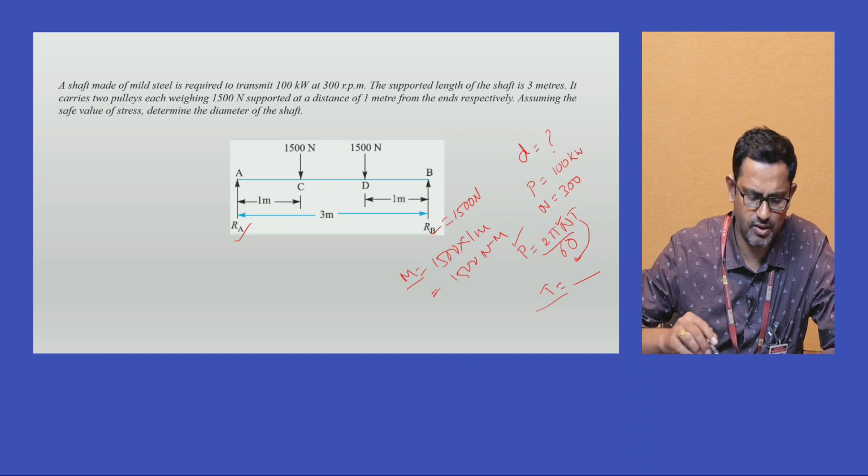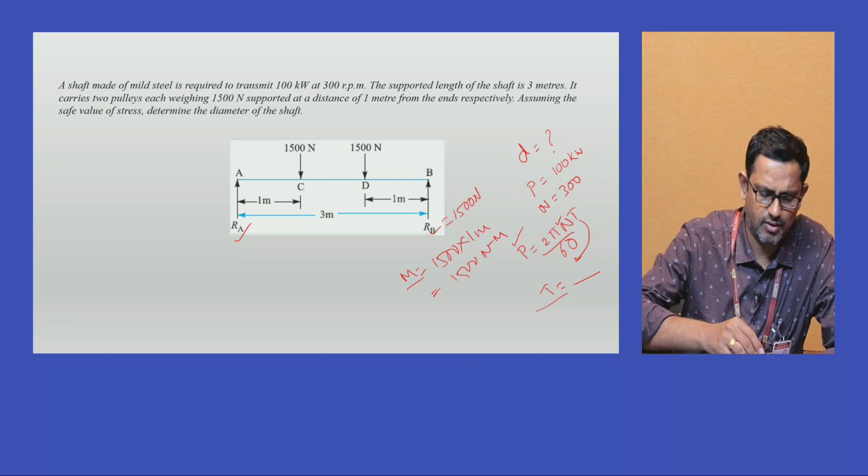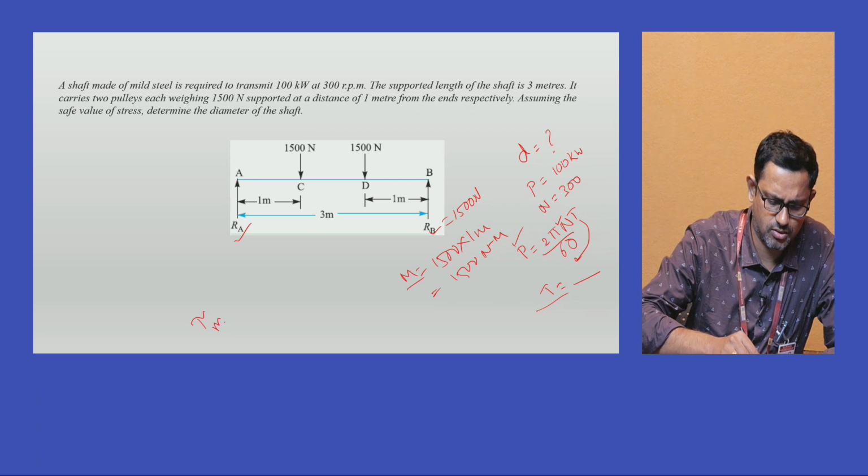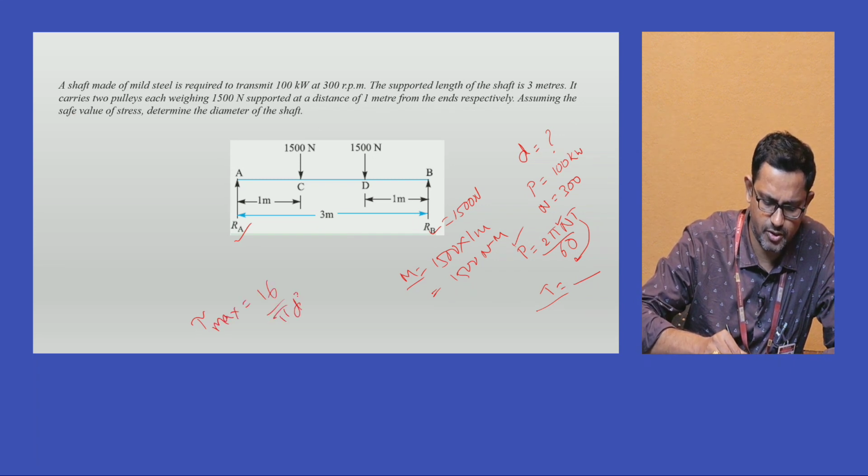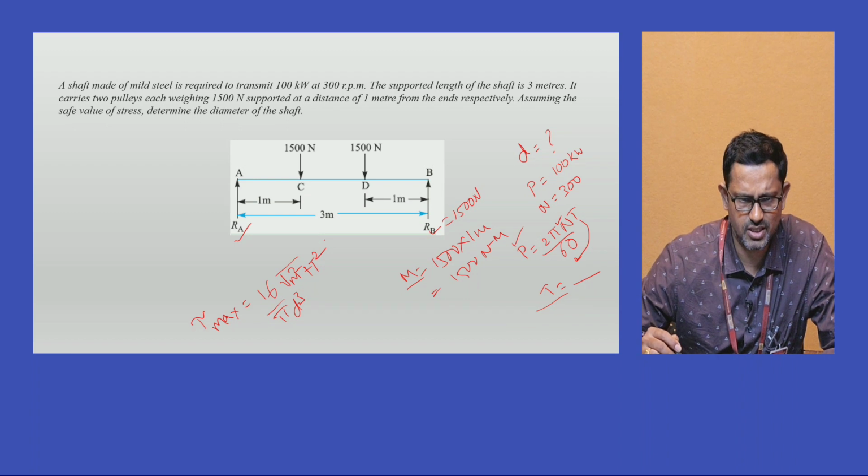Whenever both the values are given, we know that tau max is equal to 16 by pi d cube into under root M square plus T square. This is according to the maximum shear stress theory.